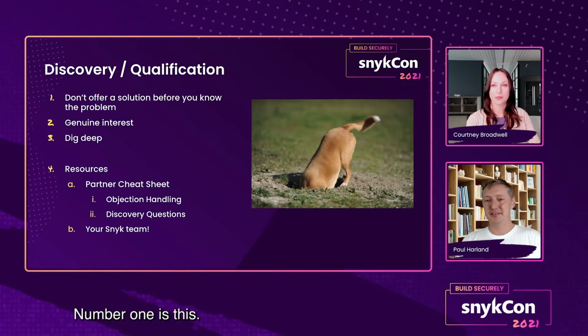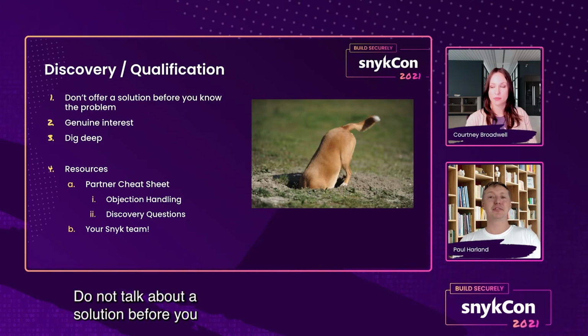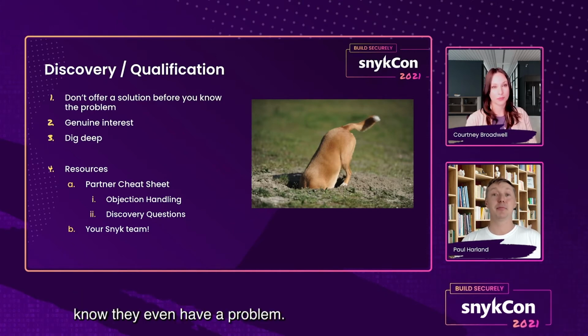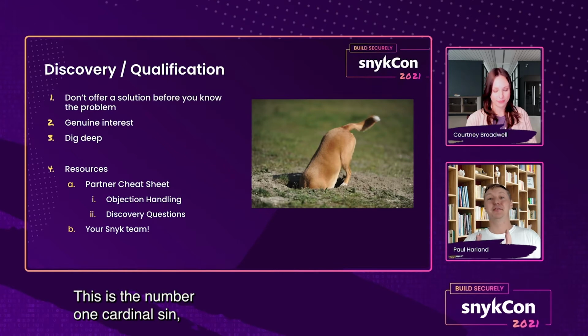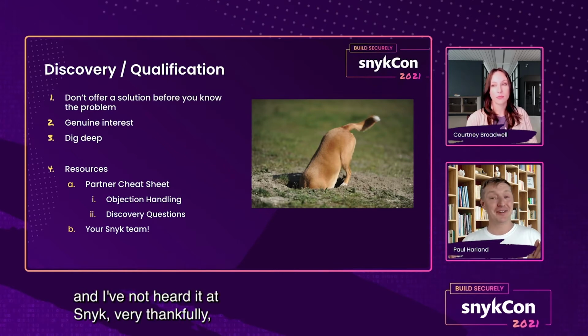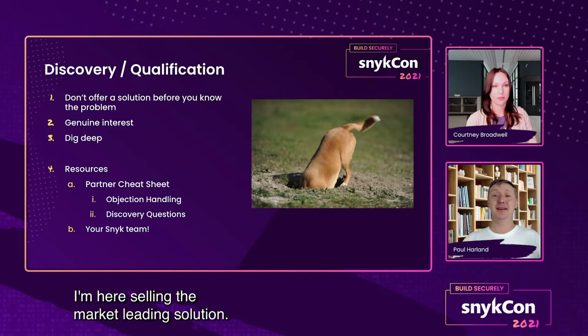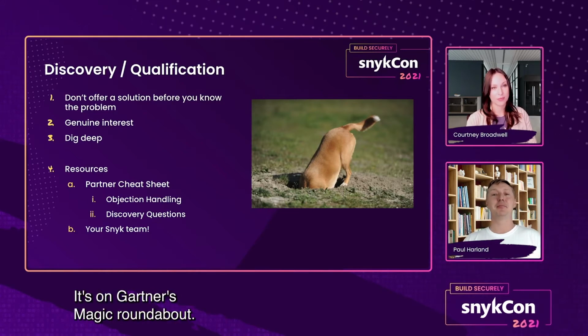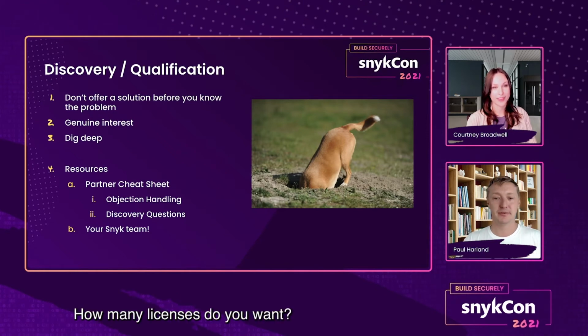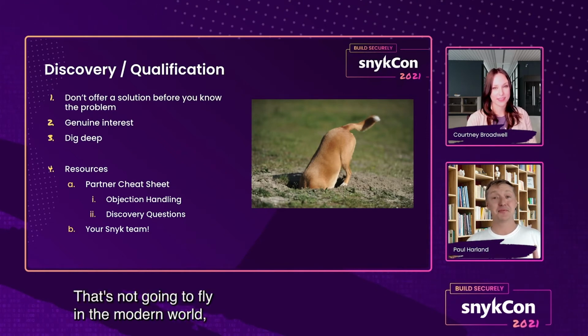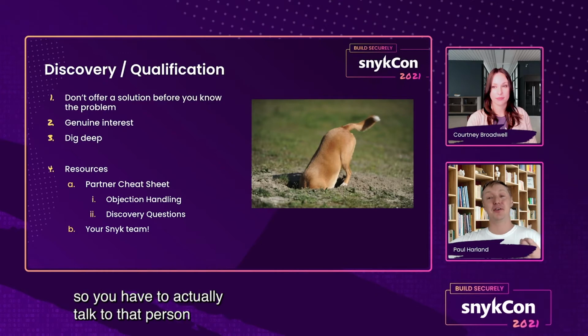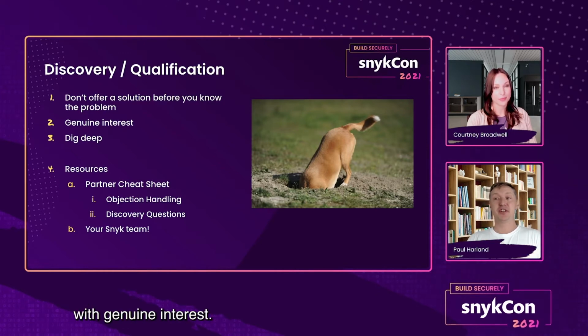Number one is this: do not talk about a solution before you know they even have a problem. This is the number one cardinal sin, and I've not heard it at Snyk, very thankfully, but I've heard it before in the past. It's, hi, I'm here selling the market leading solution. It's on Gartner's magic roundabout. How many licenses do you want? That's not going to fly in the modern world. So you have to actually talk to that person with genuine interest.